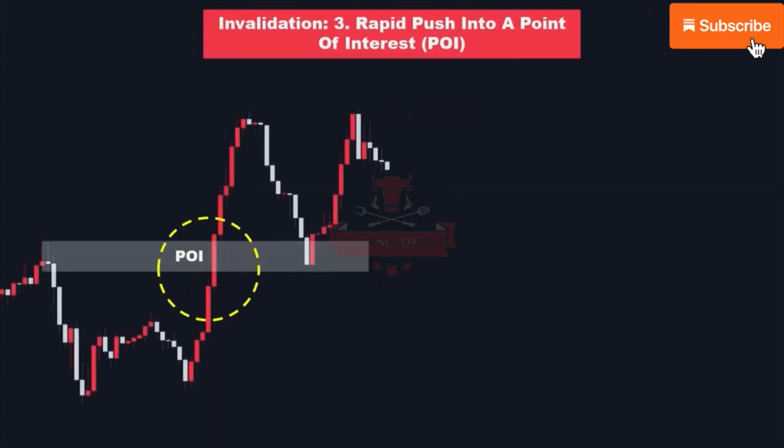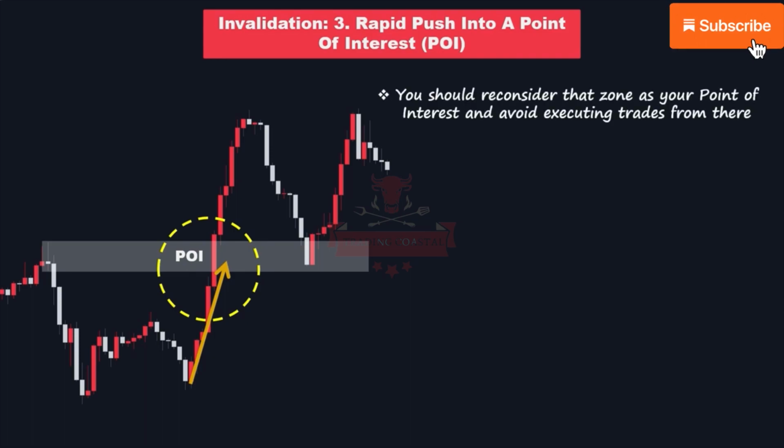The third factor that can lead to invalidation is a sudden and rapid push into a point of interest. Price behavior is crucial, especially when it approaches our identified point of interest. Imagine the price suddenly gains strong buying momentum and moves directly into your identified bearish point of interest, from which you plan to enter a short trade. In such a situation, you should reconsider that zone as your point of interest and avoid executing trades from there.